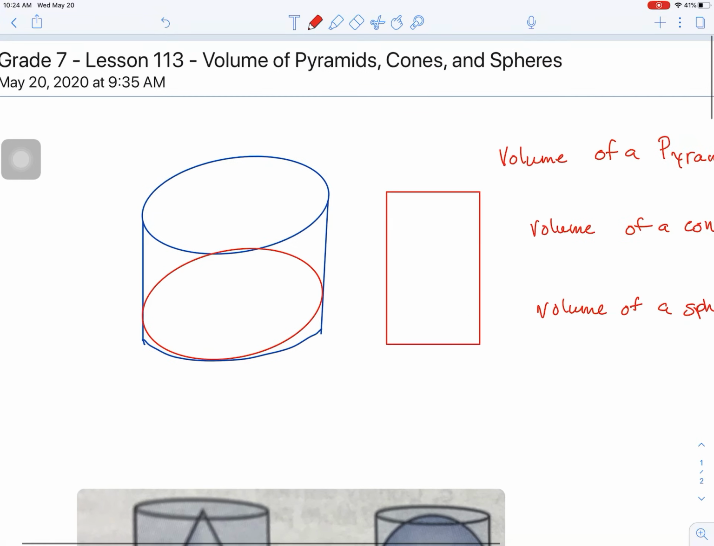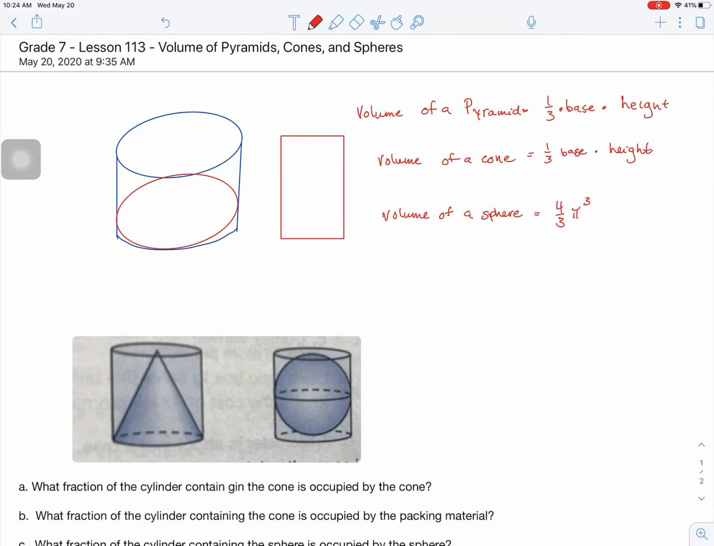All right, so grade 7, here we are, lesson 113, working on the volume of pyramids, cones, and spheres. If you've figured out the volume of a box, you'd know that it's the area of the base times the height. But a pyramid fills up roughly 1/3 of the box. So it makes sense, and these are formulas that you're just going to have to get comfortable with, that it's 1/3 times the area of the base and the height.